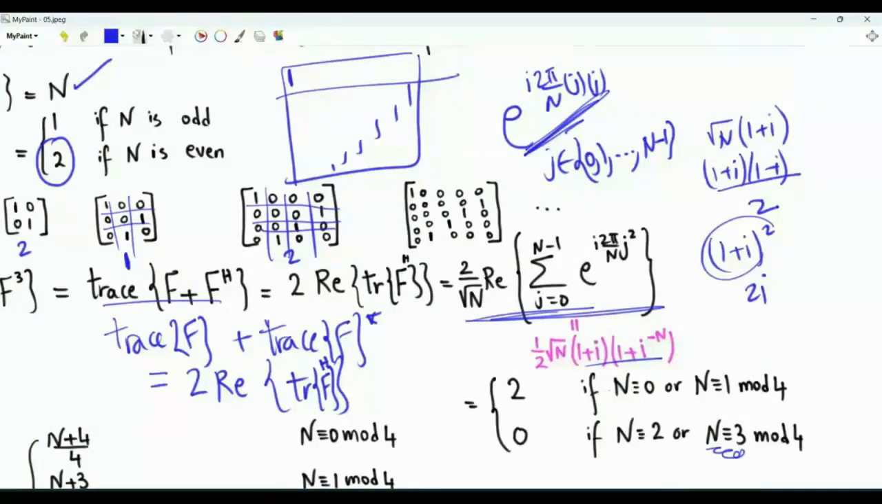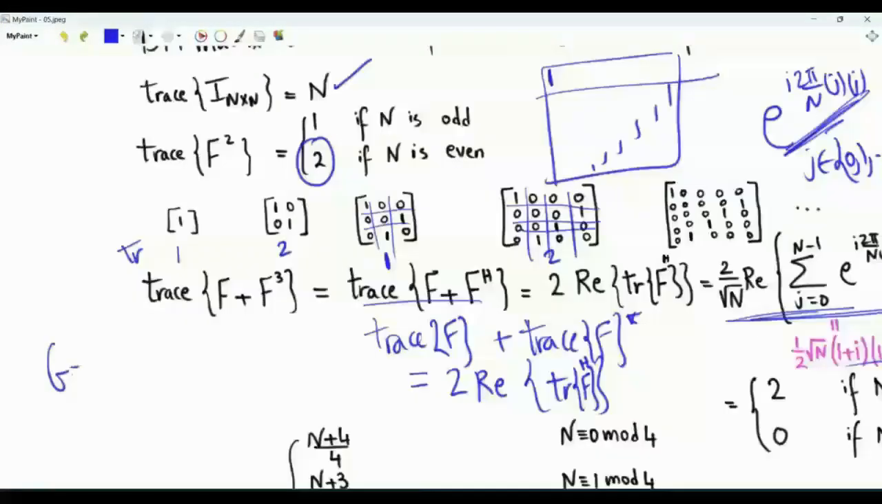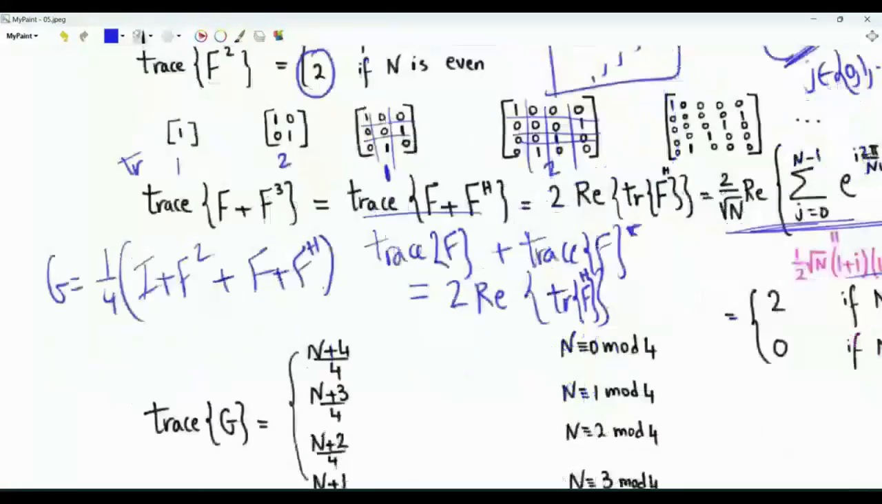This quantity of interest is 2 if n is congruent to 0 or 1 modulo 4, and is equal to 0 if n is congruent to 2 or 3 modulo 4. Now we combine our results. Matrix G is 1/4. Then we have identity plus F squared plus F Hermitian. From identity, we get here n.